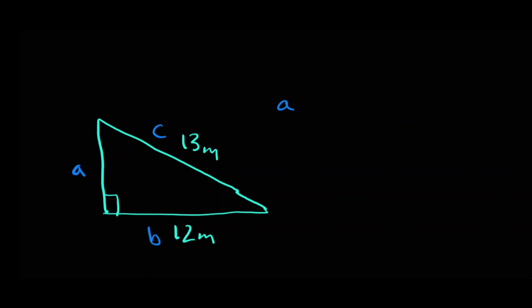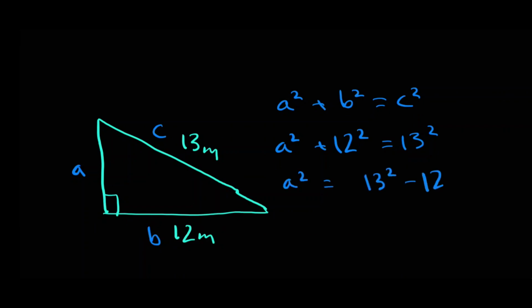So because a squared plus b squared equals c squared, we know that a squared plus 12 squared equals 13 squared. So to find a, you just need to rearrange the equation to isolate a. If you subtract 12 squared from both sides, you get a squared equals 13 squared minus 12 squared. And then a simply equals the square root of 13 squared minus 12 squared, which equals 5. So a is 5 meters long.